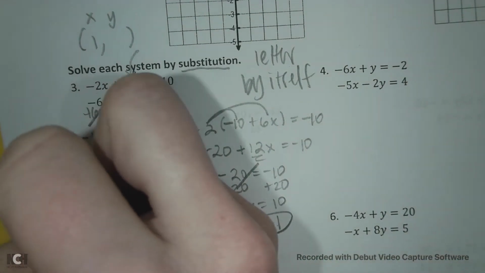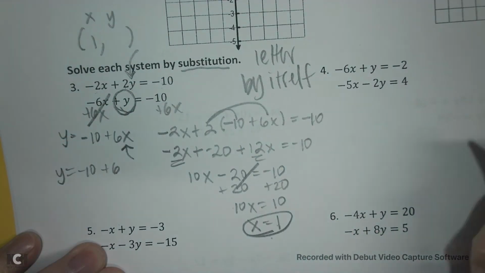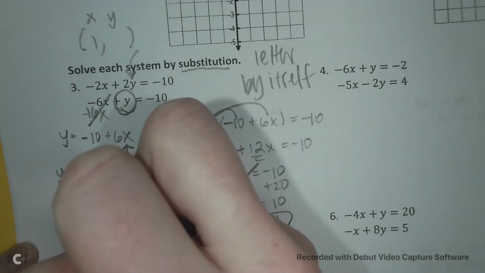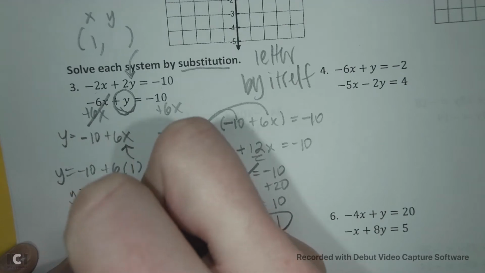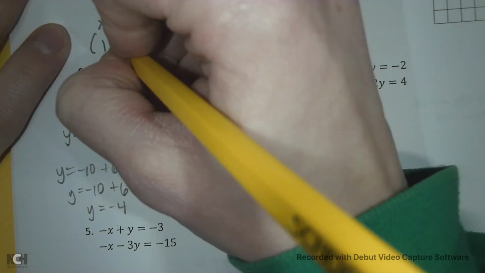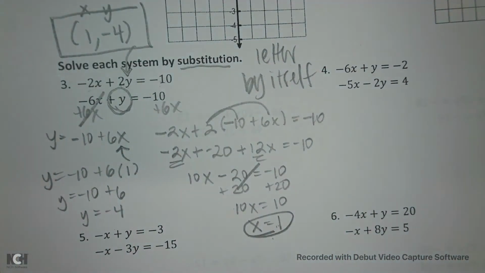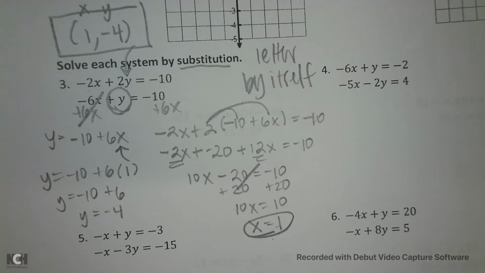So we have y equals negative 10 plus 6 times 1, because my x value is 1. So y equals negative 10 plus 6. So y is negative 4. So my answer is 1, negative 4. So that's the solution to this system of equations. Okay, so let's do another one just to make sure we've got this.